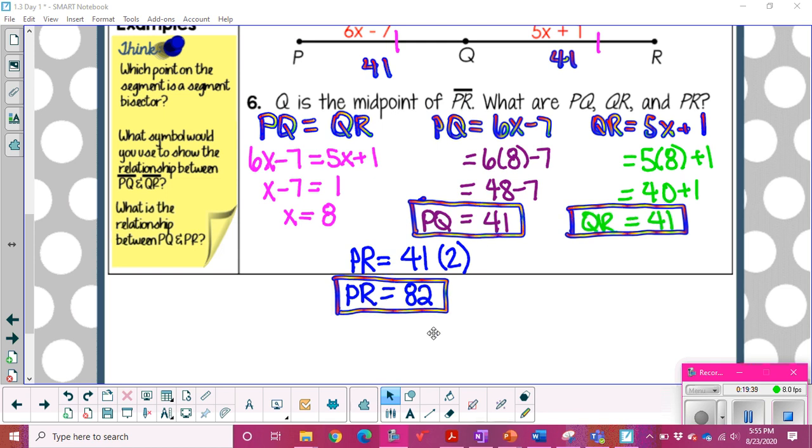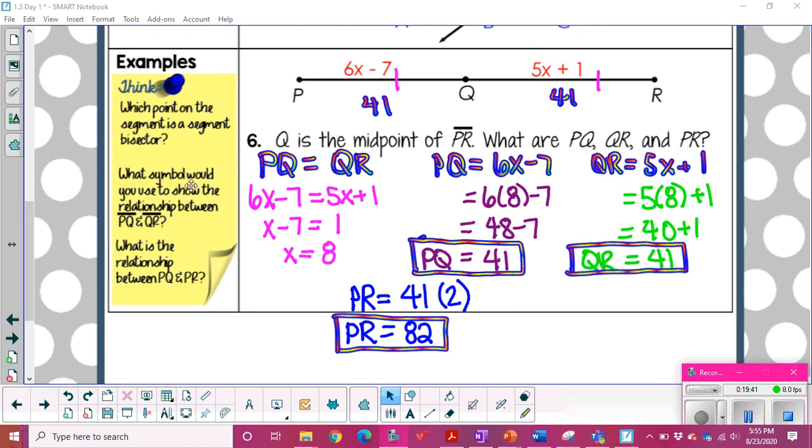Okay, I want you to take a moment and read the things on the sticky note over here. Pause the video and answer each one of them. Okay, so which point on the segment is a segment bisector? Well, Q is, because it's a point that intersects the segment at its midpoint. Okay, Q is the segment bisector.